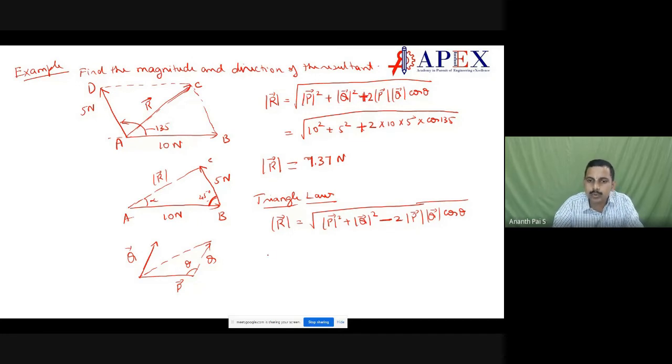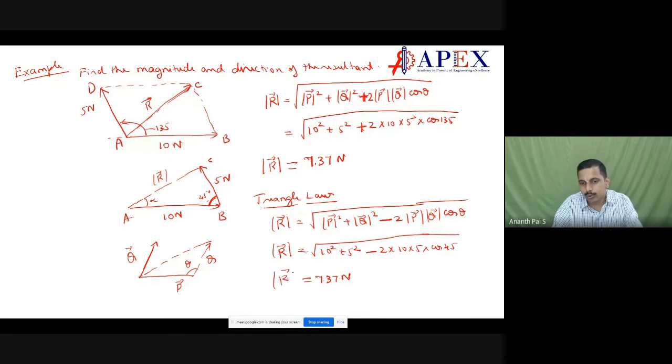And the same thing you do, you will get R magnitude is equal to the square root of 10 square plus 5 square minus 2 times 10 into 5 into cos 45. Makes sense? Very important. And this comes to be 7.37 Newton. So you can either take triangle law or you can take parallelogram law. We have to understand how it forms.